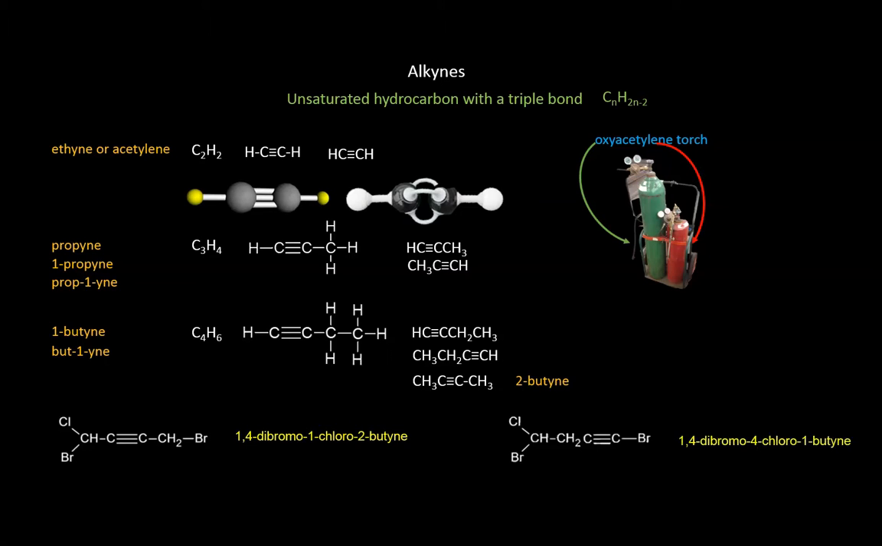In the second case, the numbering had to start on the right side as determined by the position of the triple bond, making it a 1-butyne. Chlorine now is obliged to be number 4 this time.